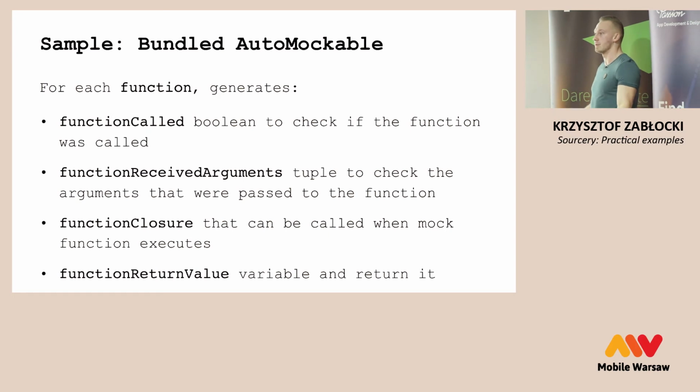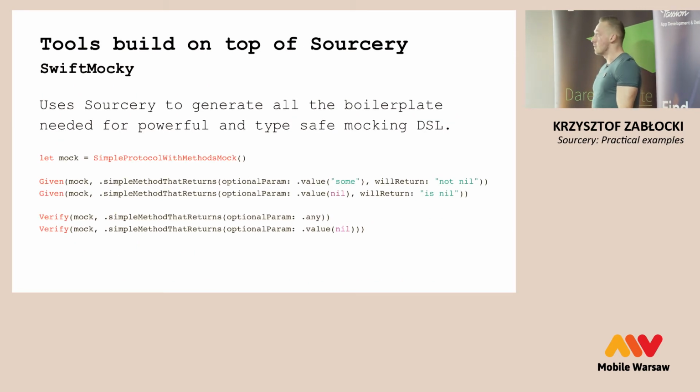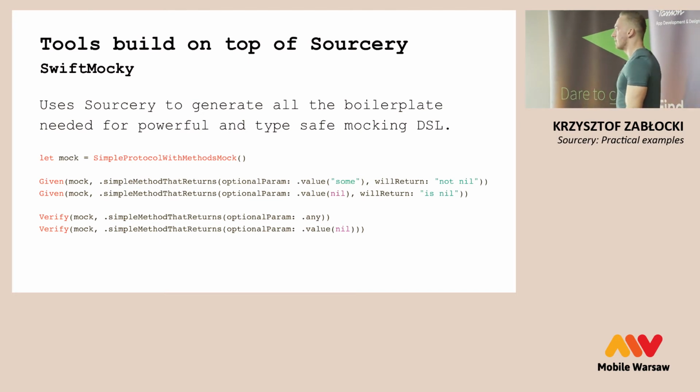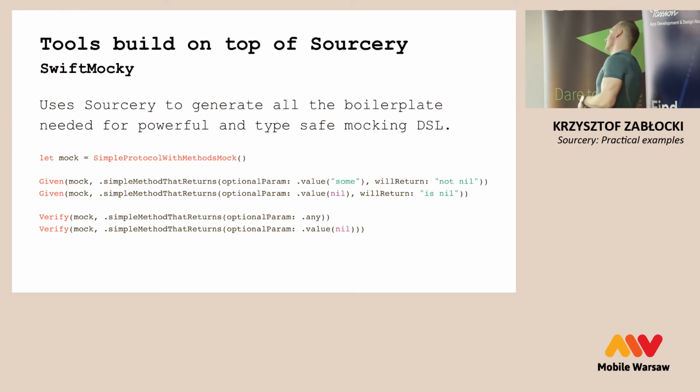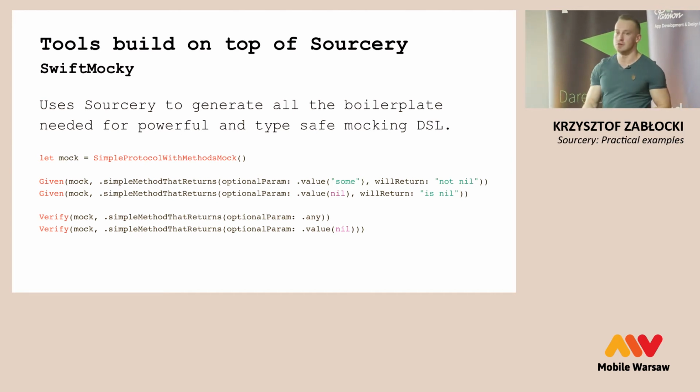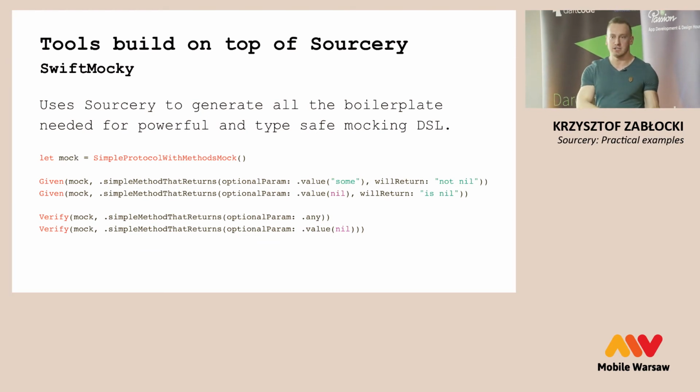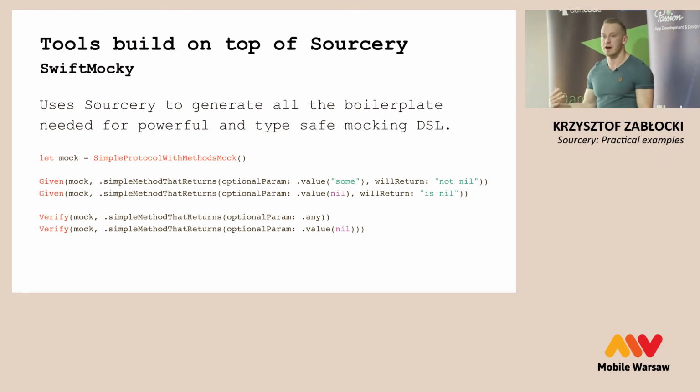So this is the bundled AutoMockable, which is very simple, but it's good enough for most people's testing needs. If you want something more powerful, there are a lot of tools that people are building based on Sourcery. One of them is SwiftyMocky, which is also built by Polish guys, which is cool. And it basically uses Sourcery to generate all the boilerplate to create a very nice DSL for testing. So if you use OCMockito or the old Objective-C libraries for testing, this is pretty similar. It allows you to do given and verify. And the only thing they require is to add an annotation to the types that you want to be mockable.